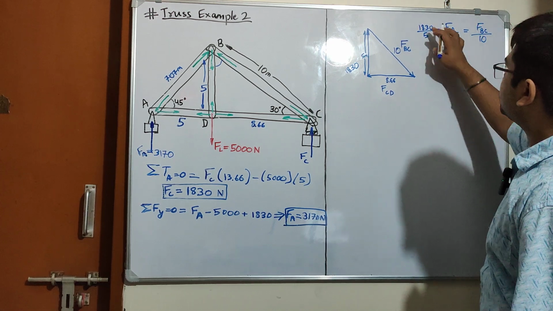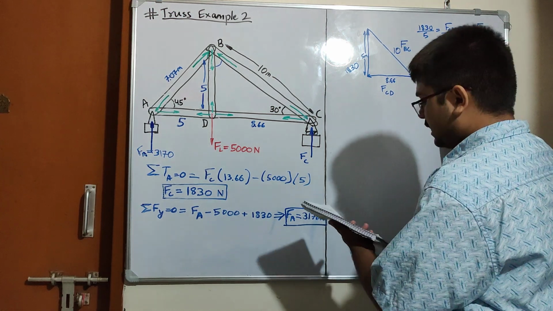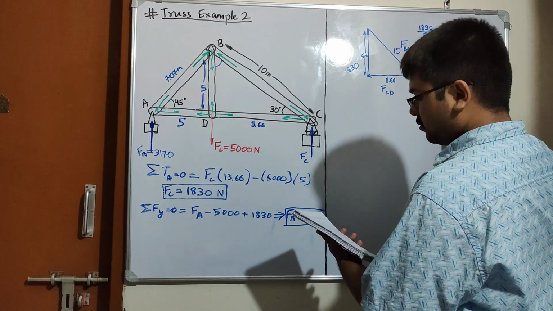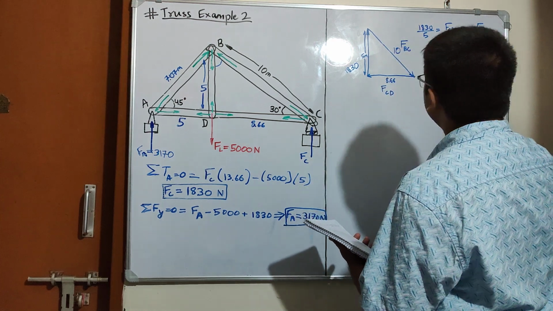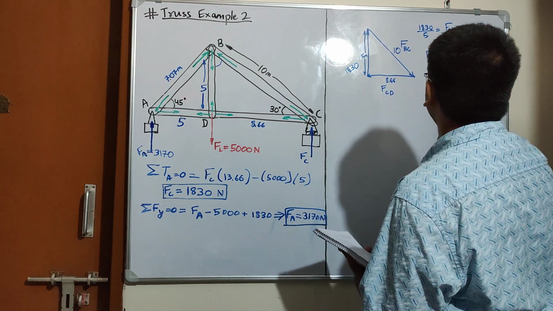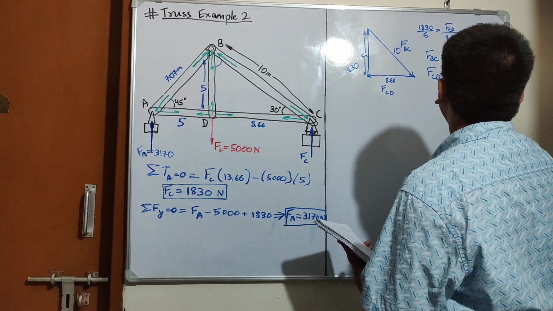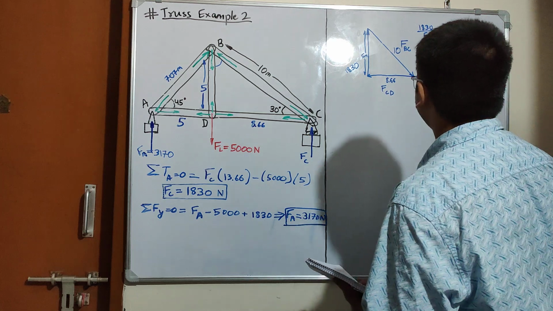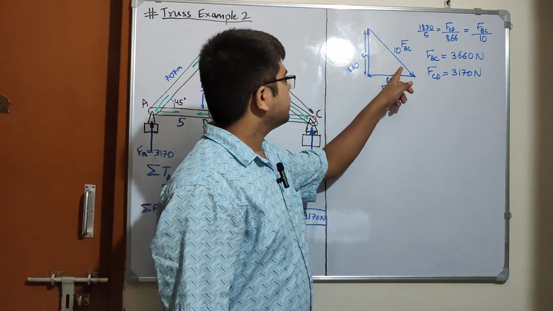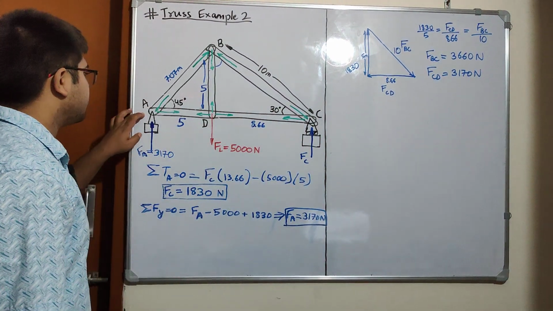This is the relation that we have got. So this value is known, so these two values can be found out. FBC will come out as 3660 and FCD will be 3170. So these are our two values for FBC and FCD.